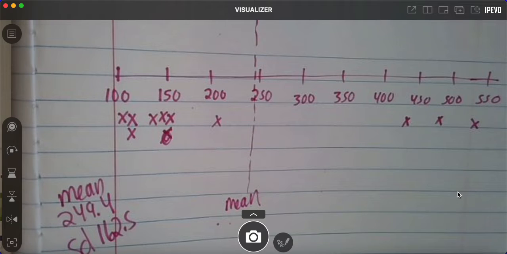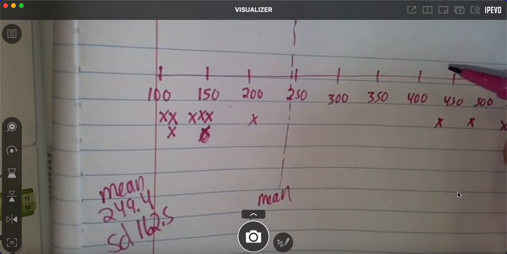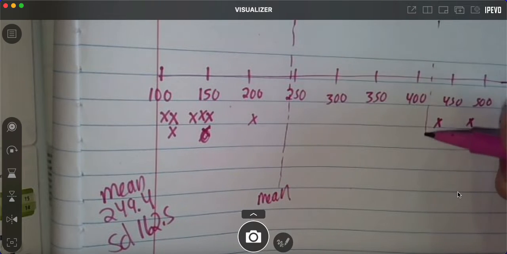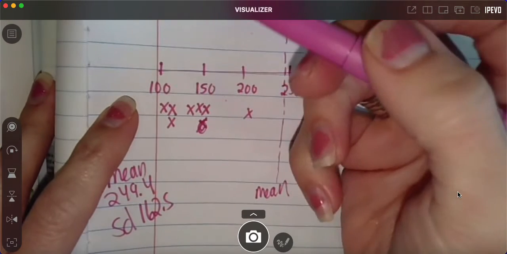249.4 plus 162.5. And I get 411.9. Did any of those fall that way? They didn't fall. But then I also have to go the other way. So I'm going to take my 249.4 and subtract 162.5. And I get 86.9.